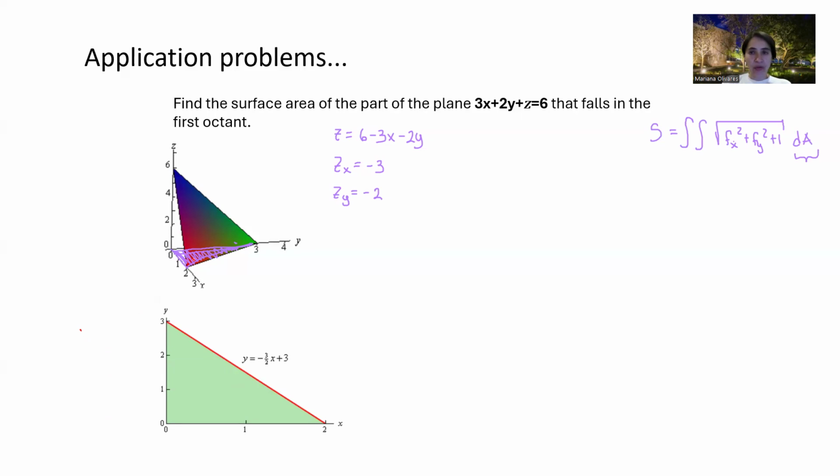This triangle that I have here in purple is exactly the same that we have here in green. And you will say, Mariana, how did you get that formula that now you have there? Okay, remember that this region is always happening in the floor. So Z has to have a value of 0. So from this equation, if Z is equal to 0, look, we're getting 3x plus 2y equal to 6.